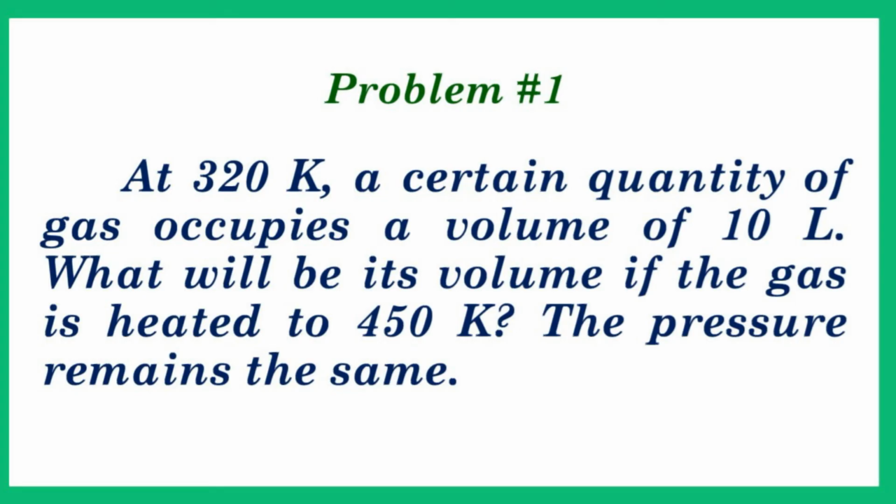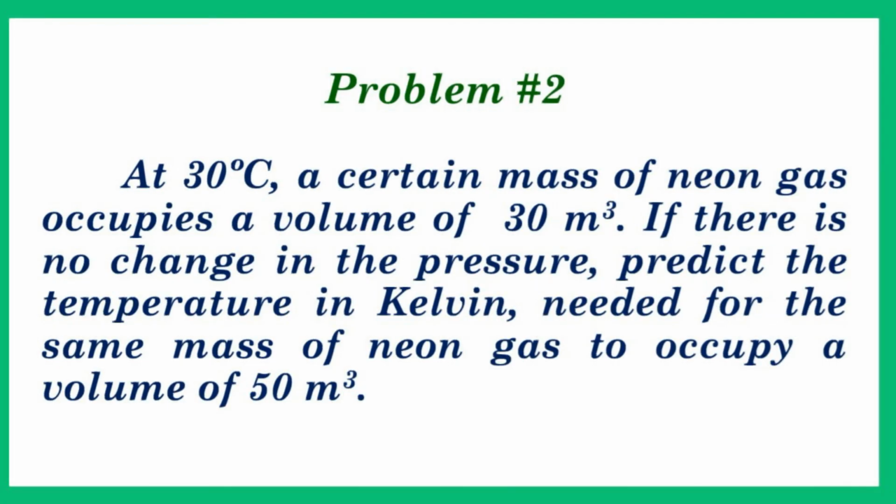Problem number 1. At 320 Kelvin, a certain quantity of gas occupies a volume of 10 liters. What will be its volume if the gas is heated to 450 Kelvin? The pressure remains the same. Problem number 2. At 30 degrees Celsius, a certain mass of neon gas occupies a volume of 30 cubic meters. If there is no change in the pressure, predict the temperature in Kelvin needed for the same mass of neon gas to occupy a volume of 50 cubic meters.